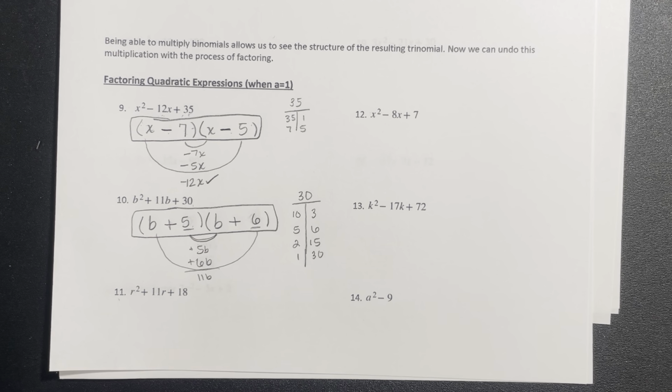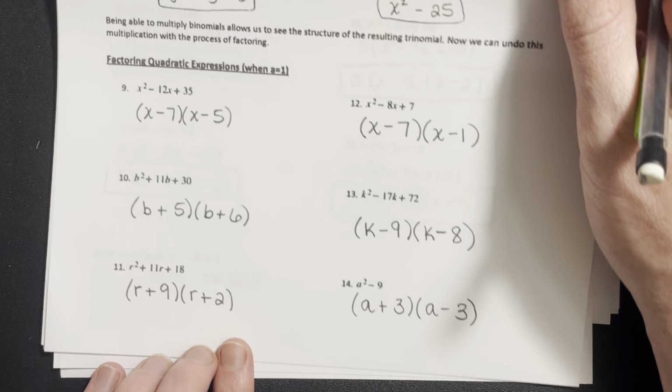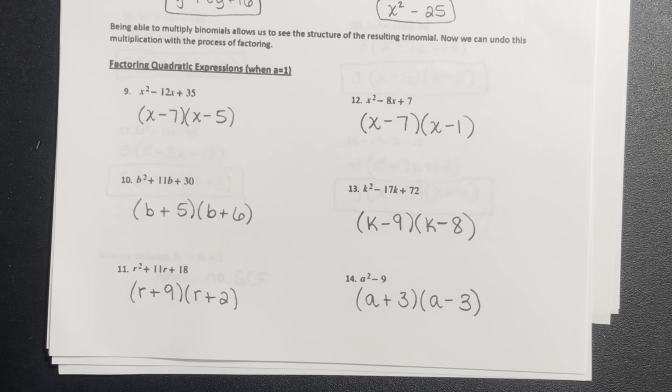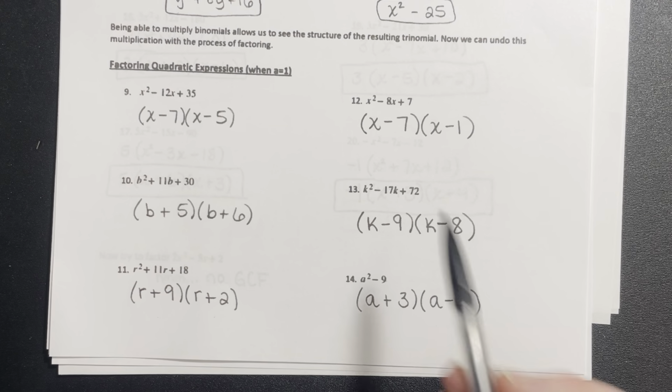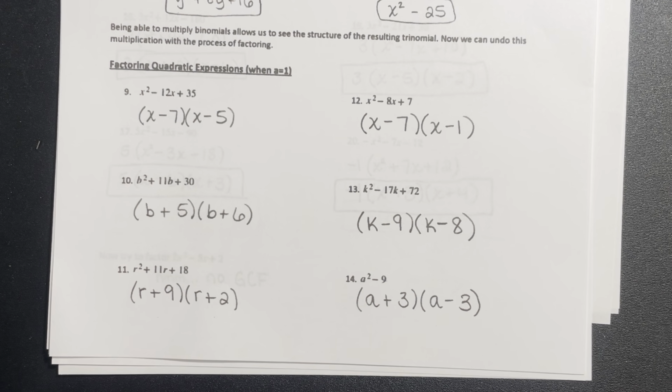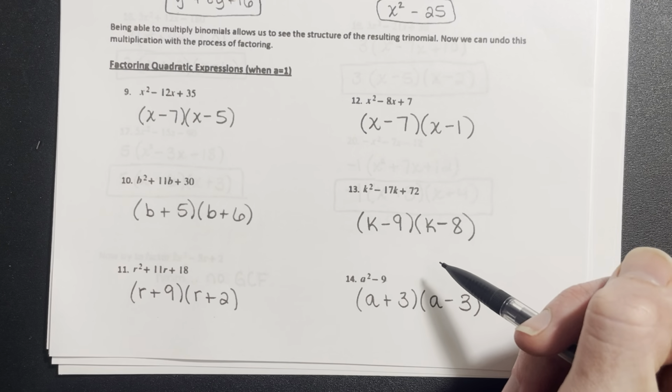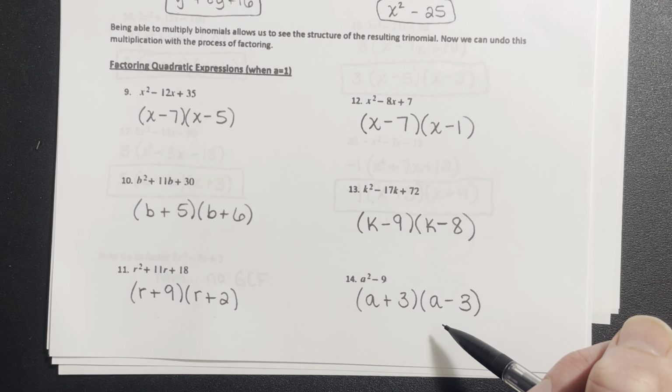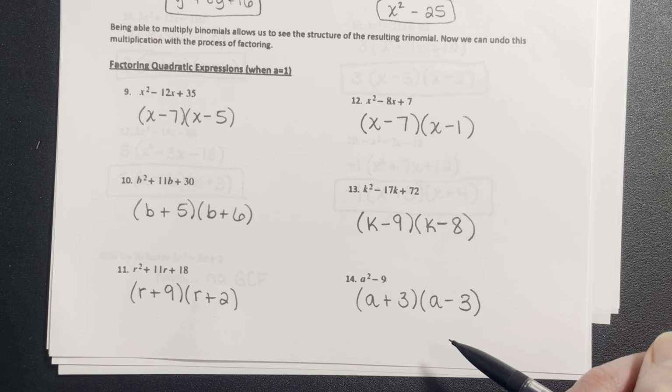All right, so if you've already done that, the answers to these down below, 11 was r plus 9 times r plus 2. And the order does not necessarily matter because this is multiplication. You could have r plus 2 times r plus 9 as long as the signs are the same and it's the exact same product. So 12 is x minus 7, x minus 1. 13, k minus 9 times k minus 8. And 14, a plus 3 times a minus 3.